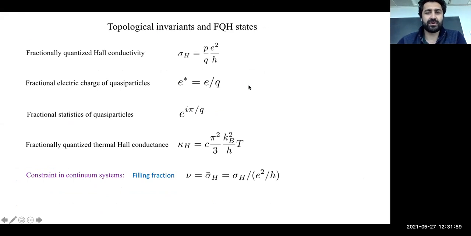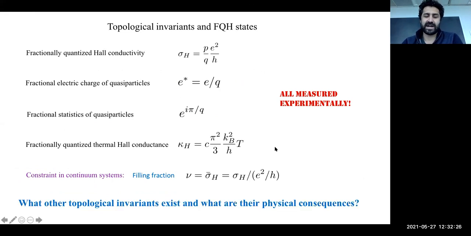Okay, so we all know fractional quantum Hall states have a lot of topological invariants: Hall conductivity, fractional electric charge, fractional statistics, quantized thermal Hall conductance. And remarkably, through really incredible collaboration between theorists and experimentalists, all of these have been measured experimentally, although perhaps with varying degrees of controversy over the last 40 years, with the fractional statistics being the most recent one in the past year. So there's a natural question: what other topological invariants exist and what would their physical consequences be? I think there's an opportunity to eventually make contact with experiment by predicting new kinds of topological invariants that these systems might support.